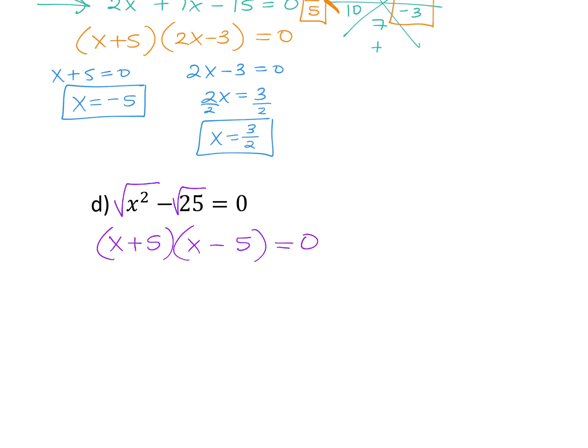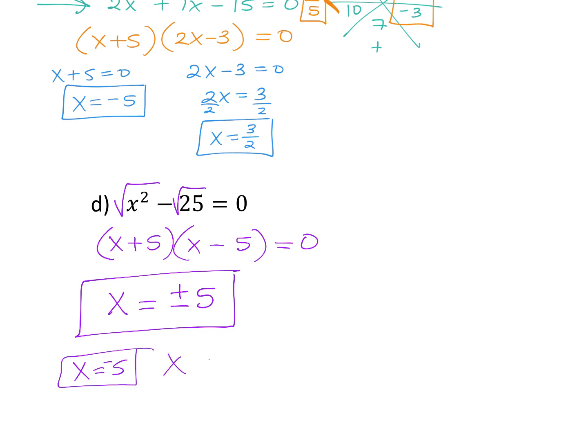5 and negative 5. Okay, here's how you write that. x equals plus and minus 5. You can just write it as one thing. Now, I don't care if you want to write it as x equals negative 5 and x equals 5. I have no problem with that, but this is just simpler. So you can do either. Just plus and minus 5, or x equals negative 5, x equals 5 is fine. Questions?